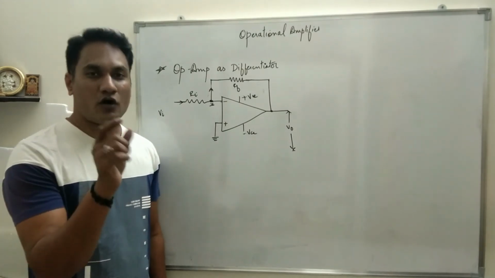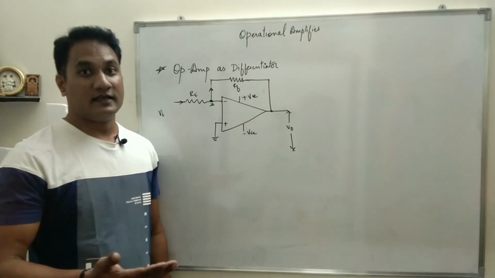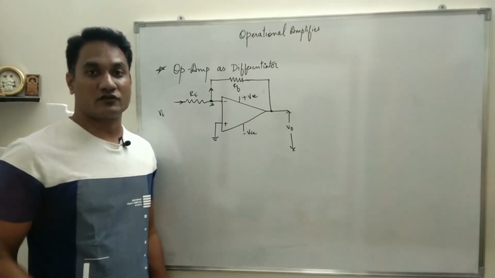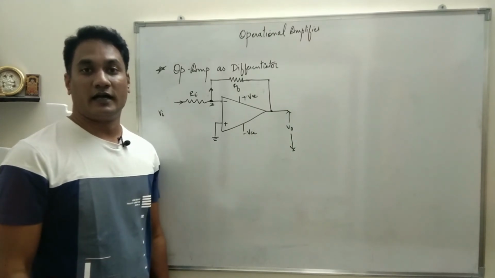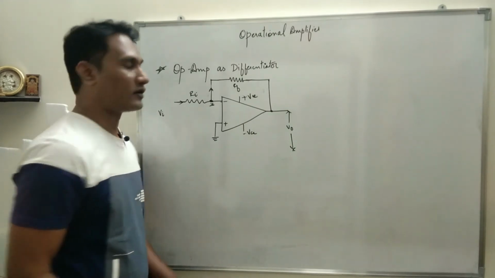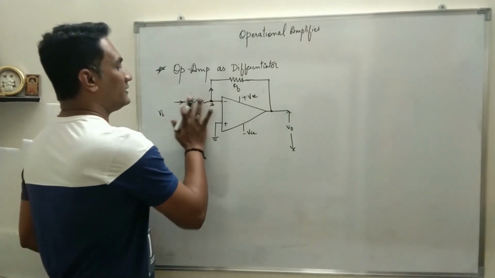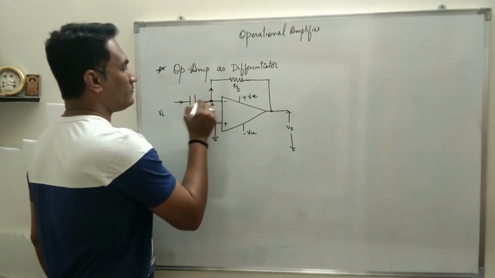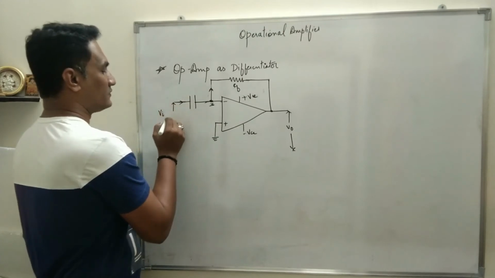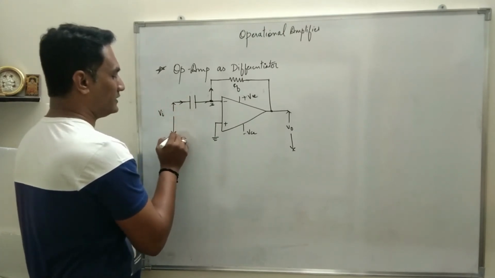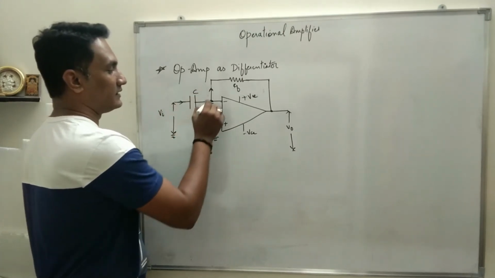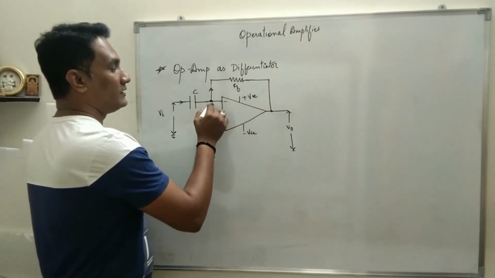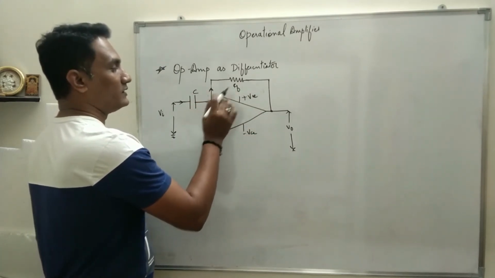Now I'll make a small modification. As I say, output should be a time differential of the input voltage. So I need to give a time factor. For that, what we do is we replace the input resistance by a capacitor. So input Vi will be applied between this point and ground. There is a capacitor, and as we are connecting it in the inverting mode, this is the summing point, which is a virtual ground.